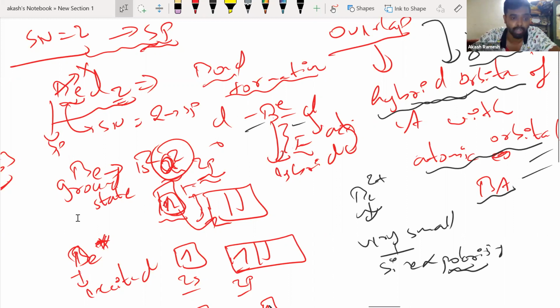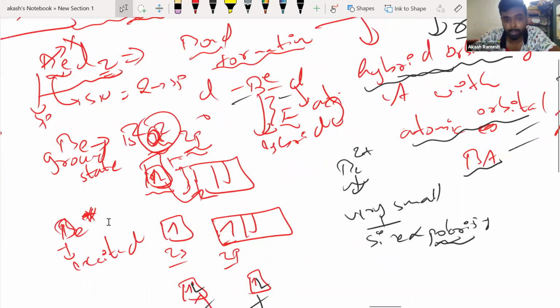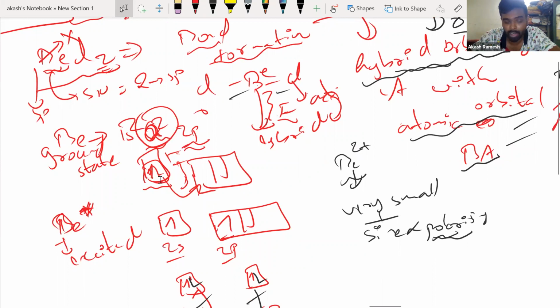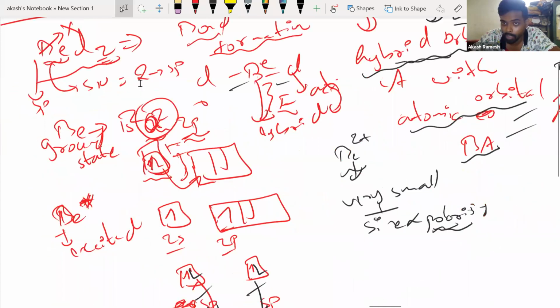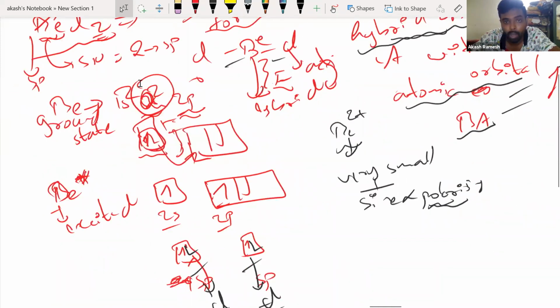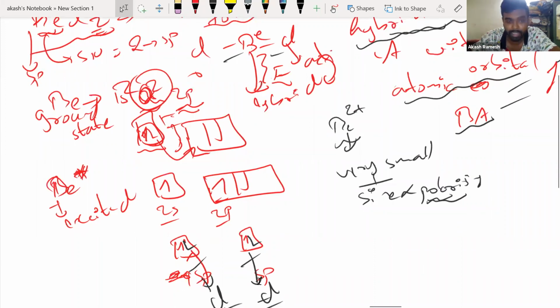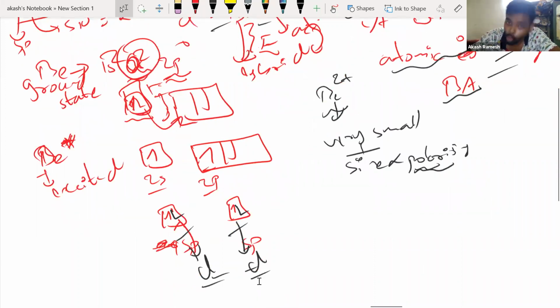Now beryllium goes to the excited state. One electron which is paired goes to the next higher energy orbital, so it goes to 2p. Now, this 2s and 2p, I know the hybridization is sp. So I require one s orbital and one p orbital. This 2s and 2p combine together to form two sp hybridized orbitals. Now, what has to happen? Now the overlap has to happen.